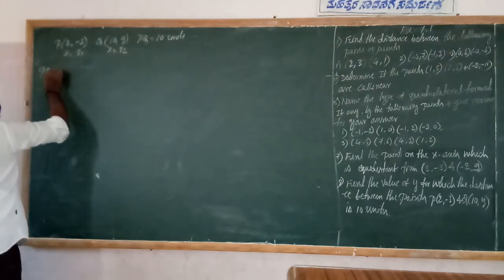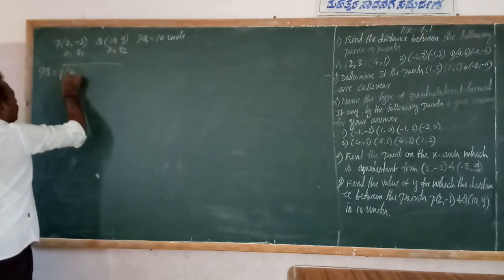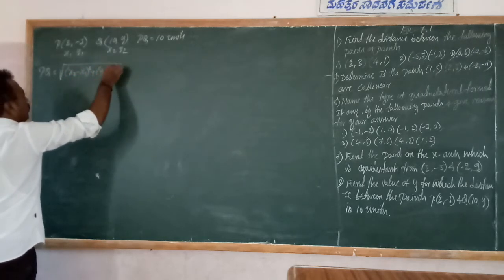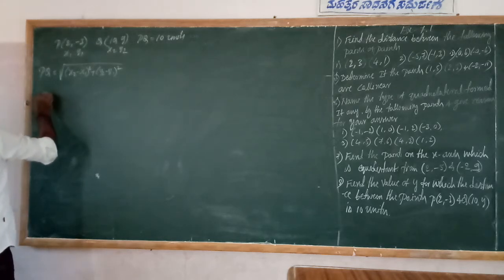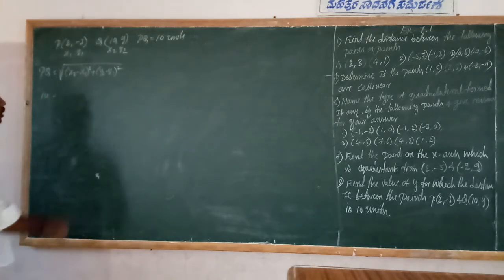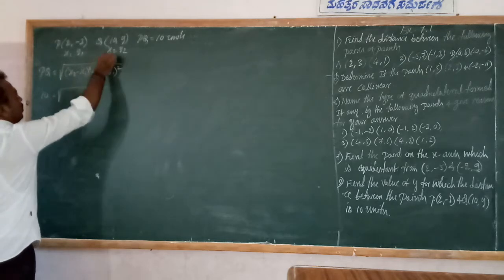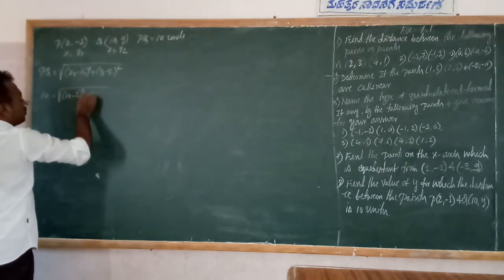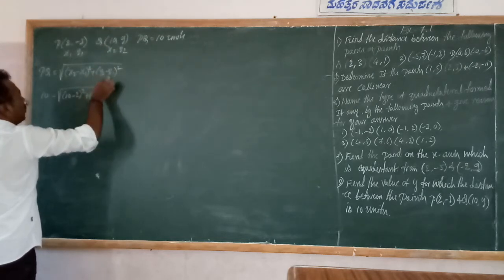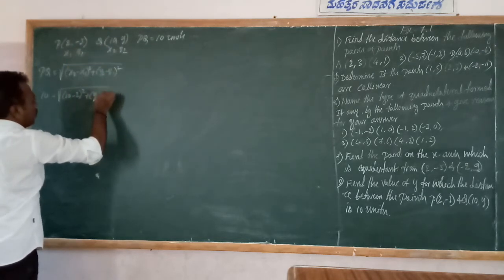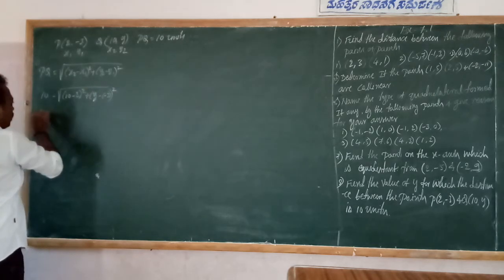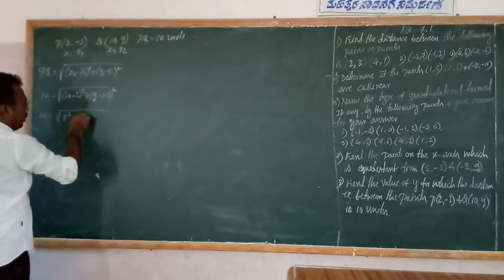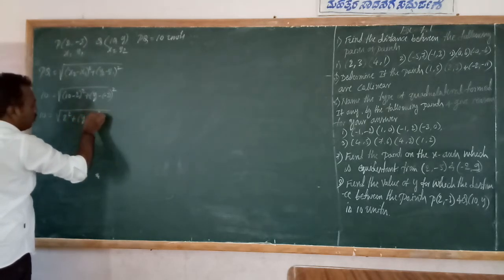What is the distance formula? PQ is equal to the square root of (x2 minus x1) whole square plus (y2 minus y1) whole square. PQ length is given as 10. So 10 equals the square root of (10 minus 2) whole square plus (y minus of minus 3) whole square, which is (y plus 3) whole square.